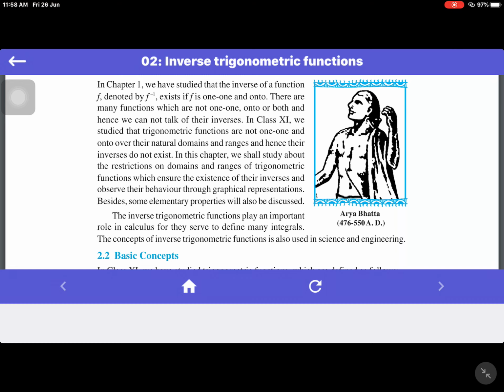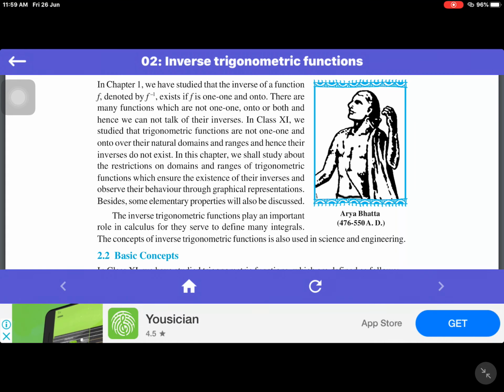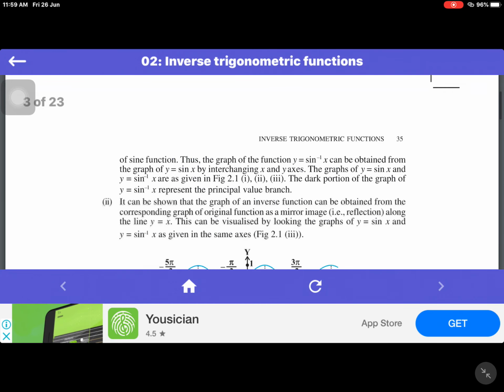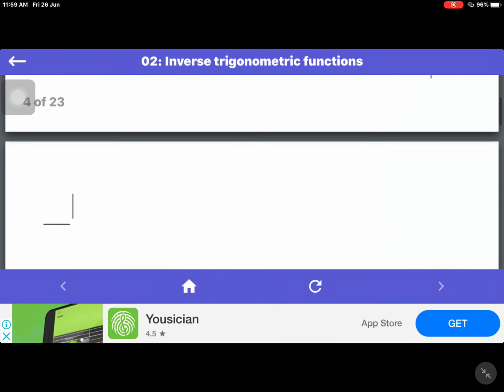So we have to restrict the domain R to [-pi/2, pi/2], or [pi/2, 3pi/2], or [3pi/2, 5pi/2]. If you restrict the domain, the inverse of the sine function can be found. The inverse of sine x is generated by sine inverse of x, and it is a mapping from the closed interval [-1, 1] to the closed interval [-pi/2, pi/2]. The closed interval [-pi/2, pi/2] is called the principal value branch.